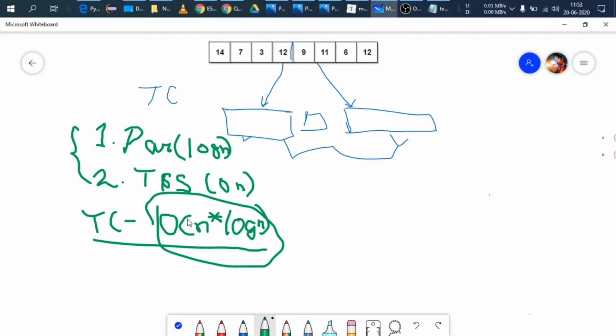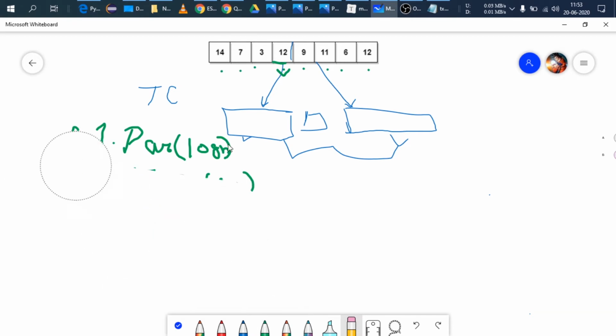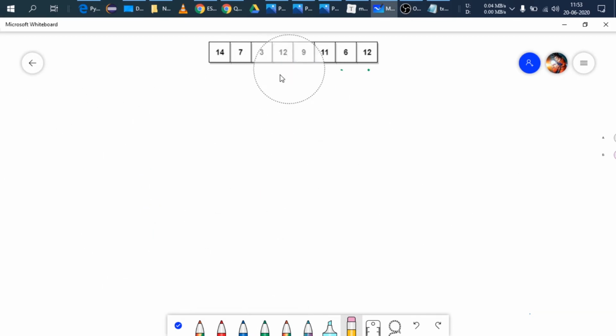Now we move on to mergesort. In mergesort, we first find a middle element. In this case the indices are 0 1 2 3 4 5 6 7, so 0 plus 7 divided by 2 gives 3, and this will be our middle element. We'll divide our array into the left and right subarray on the basis of this middle element.